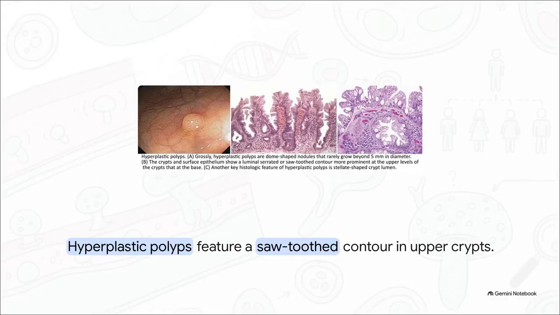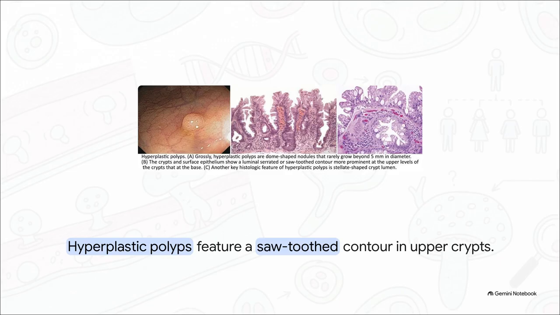Rounding out the non-neoplastic category, we have our hyperplastic polyps. Making up a whopping 85% of all colonic polyps in developed countries, these feature a really distinctive sawtoothed or serrated appearance. The core mechanism here is a failure of cellular apoptosis. Basically, decreased cell turnover leads to a piling up of goblet and absorptive cells.